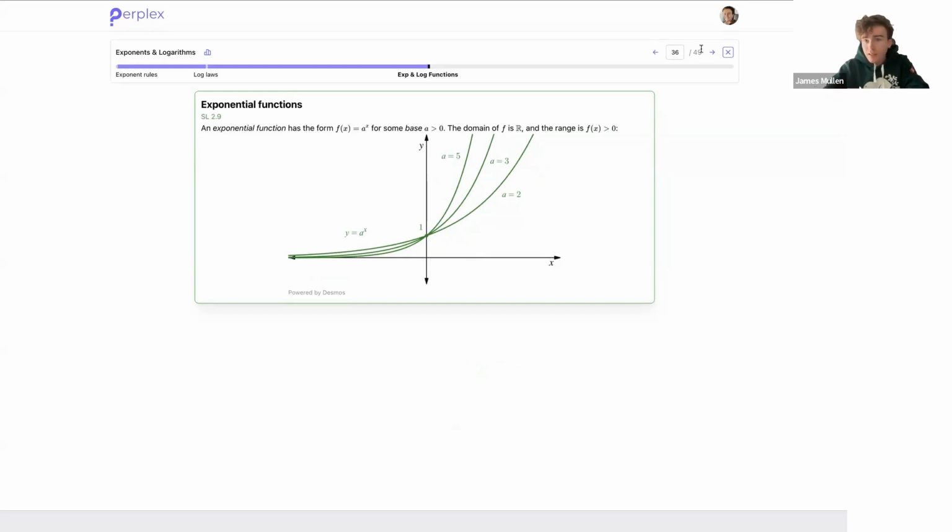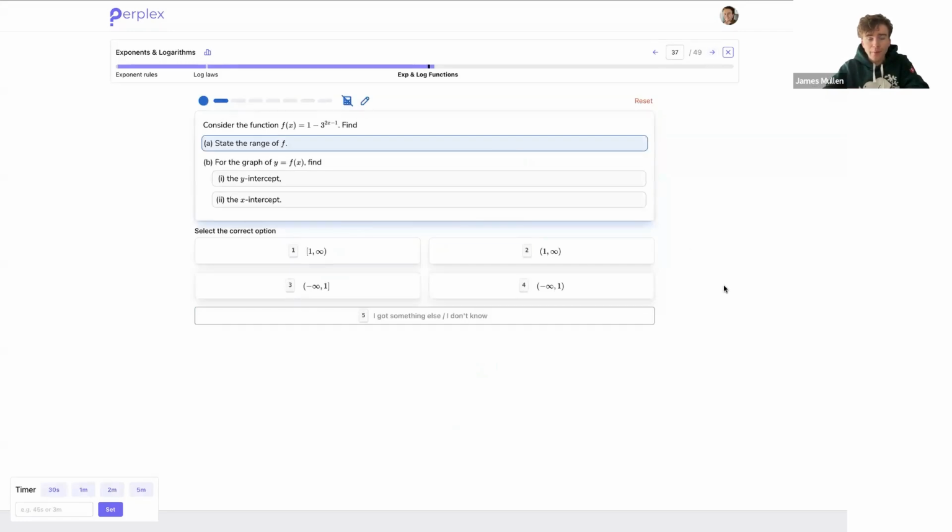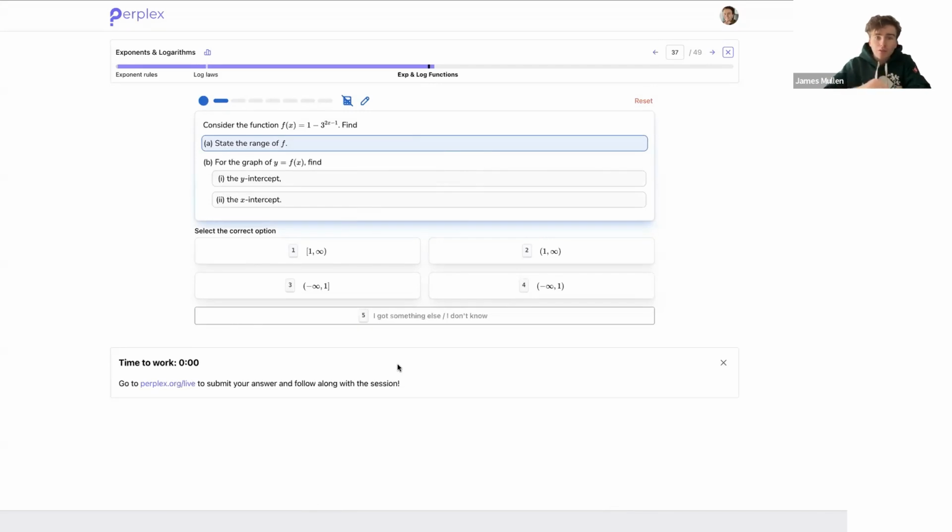So let's move to the next slide. I'm going to give you a minute to solve this question about the range of this function. I have f of x is equal to 1 minus 3 to the power of 2x minus 1. And I'm trying to find the range of f. So remember that 3 to the power of some number is always going to be positive, right? So 1 minus something that's always positive can never, ever be bigger than 1. Now, at the same time, it's never going to be 0. 3 to the power of something is never going to be 0.